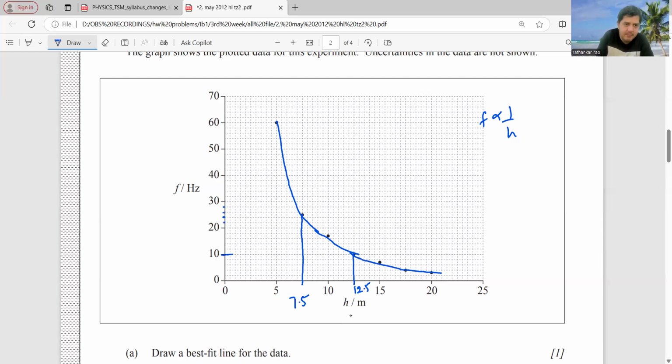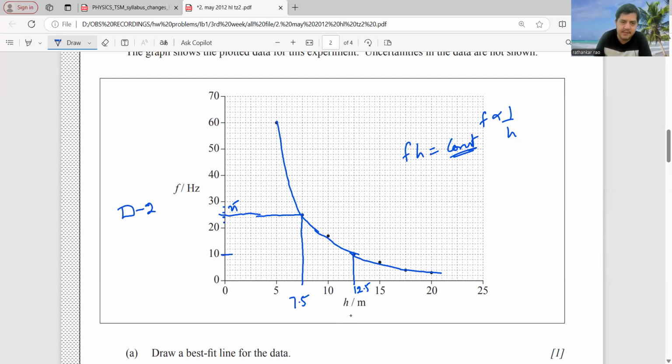That means each box here will correspond to 2 units. So therefore it is 22, 24, 25. This value is 25 here. If I draw a line here, midway, this value will be 25 over here. So what is it that we need? We need to prove that f into h is equal to a constant. If this is verified, definitely it's an inversely proportional relationship, right?